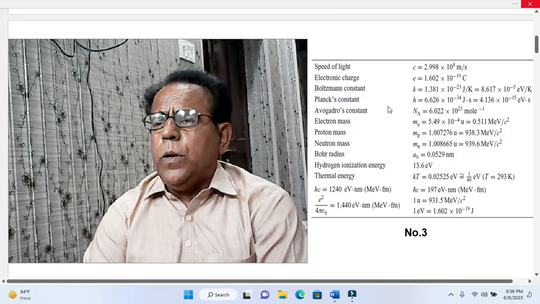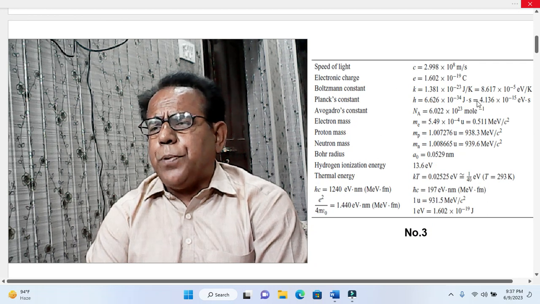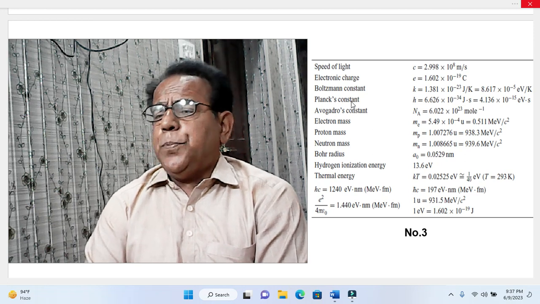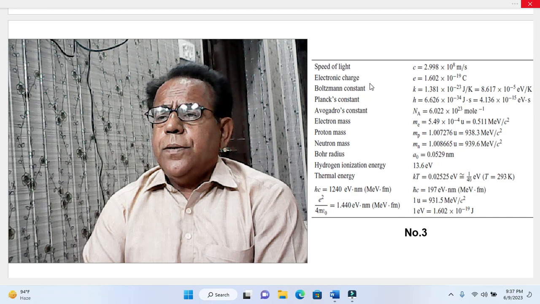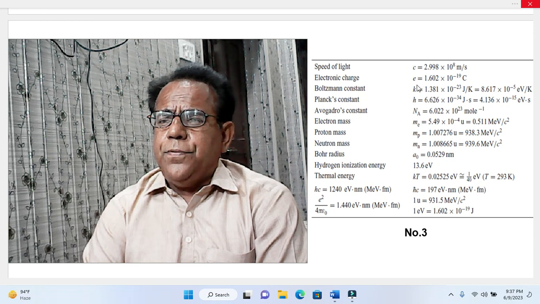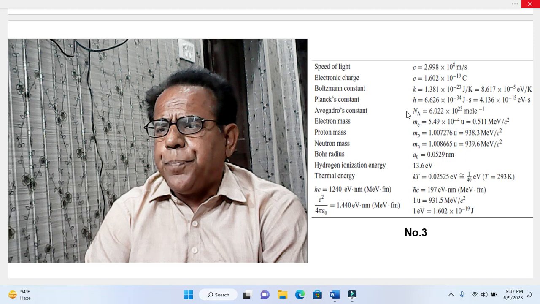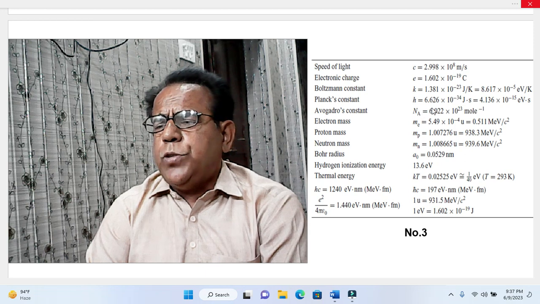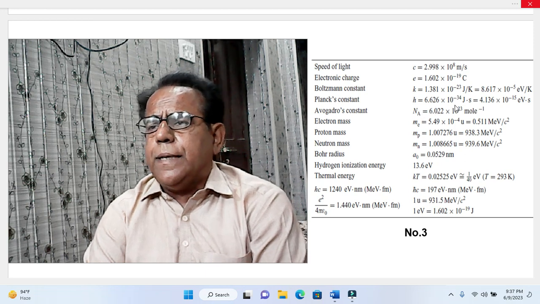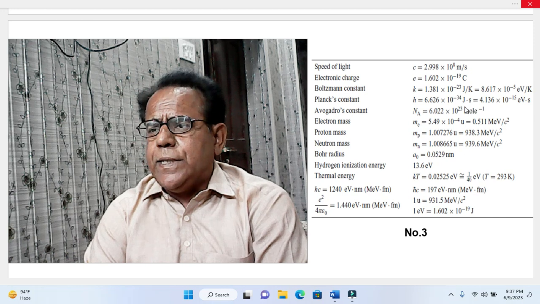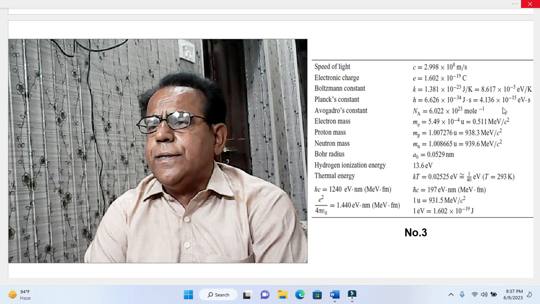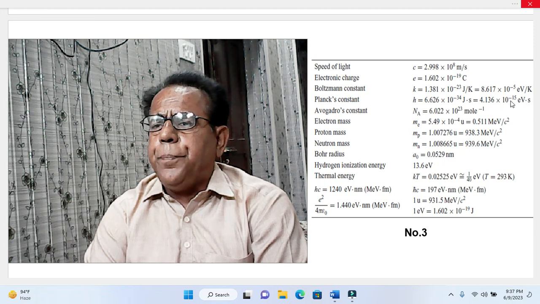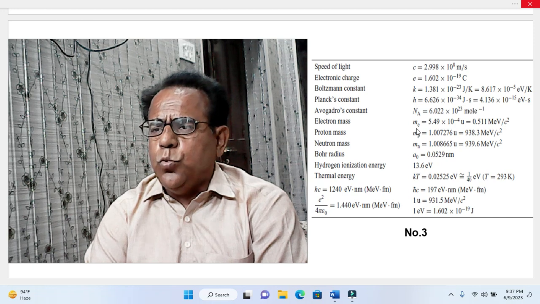Dear students, this is helping tool number 2. This table has been used in our problems so many times. In this problem we see which quantities will be helpful for us. Here, Planck's constant h is equal to 6.626 into 10 raised to the power minus 34 joule second, which is alternatively equal to 4.136 into 10 raised to the power minus 15 electron volt second. This value will be used.